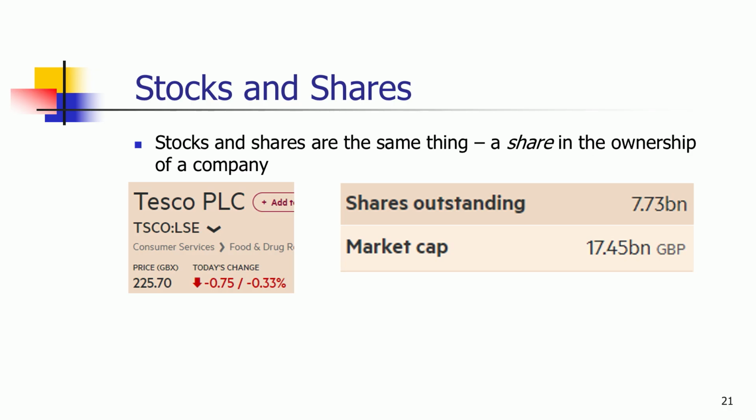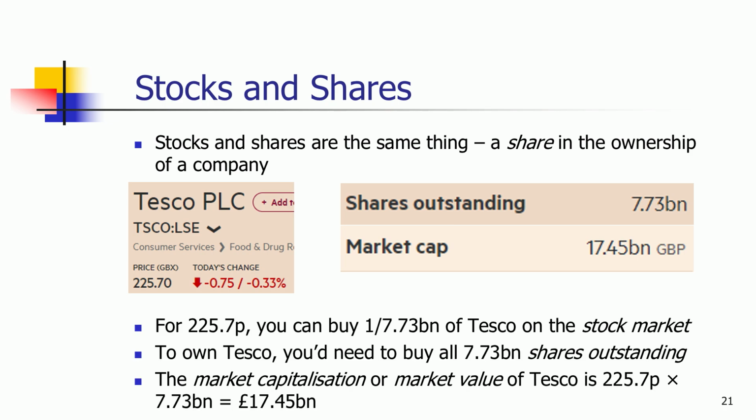I've taken this from the Financial Times, and this says the price of one share at Tesco is 225.7 pence. So if I bought one share of Tesco, it would cost me that. What does one share of Tesco give me? It also says the number of shares outstanding of Tesco is 7.73 billion. So what that effectively means is Tesco's ownership is divided into 7.73 billion little pieces. So if I own one share, I own 1 divided by 7.73 billion of Tesco. That's only a tiny part of Tesco, but because Tesco is such a large company, even this absolutely tiny part of Tesco is worth something. It's worth slightly more than £2.